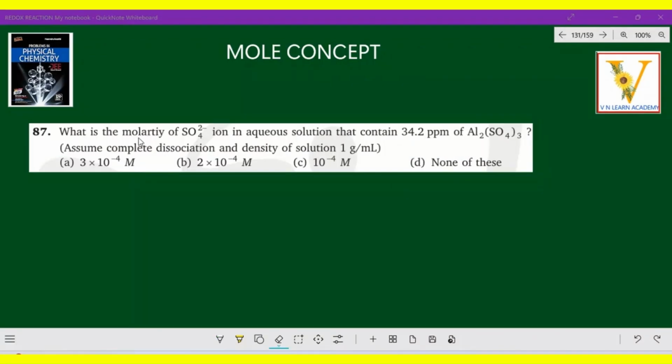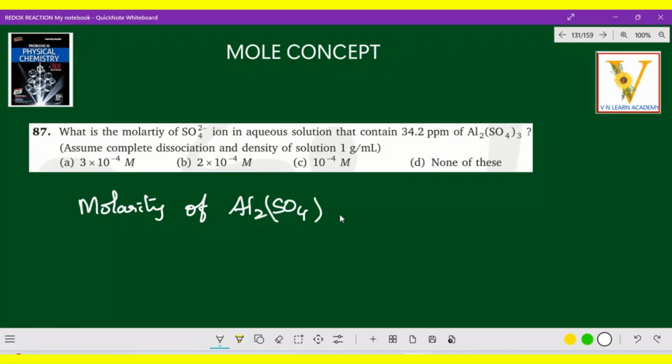The next question: what is the molarity of sulfate SO4 2- ion in an aqueous solution that contains 34.2 ppm (parts per million) of aluminum sulfate? Assume complete dissociation and the density of the solution is 1 gram per mL. Right now, the molarity of aluminum sulfate, Al2(SO4)3, equals 34.2 ppm, parts per million, they mentioned.